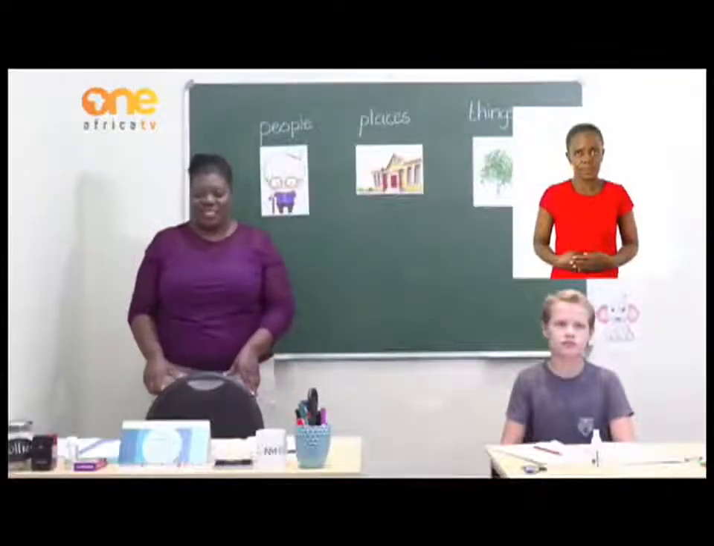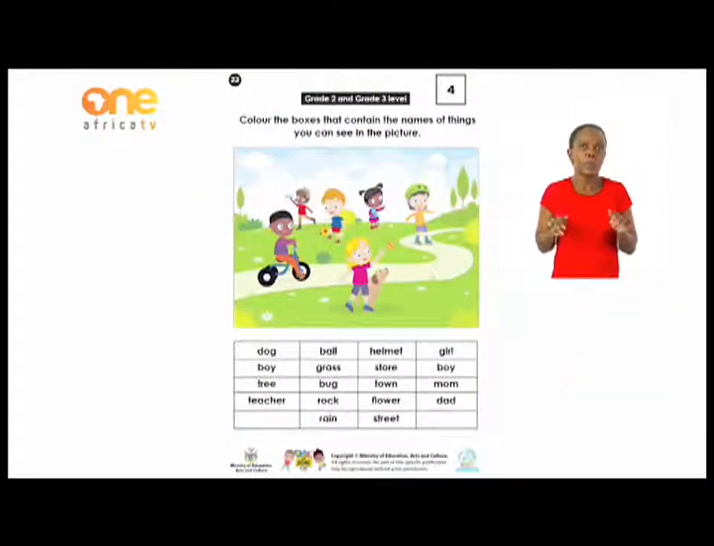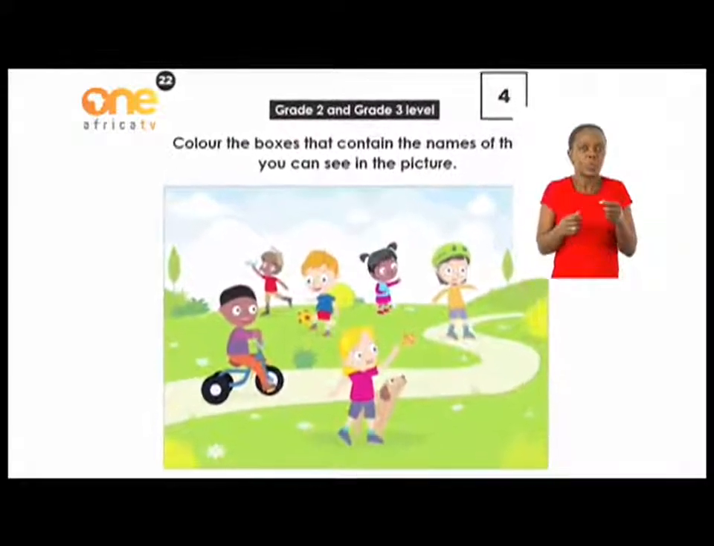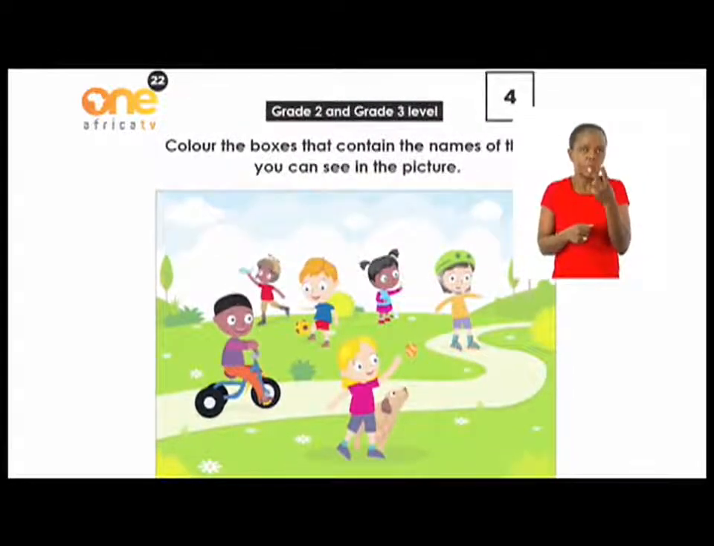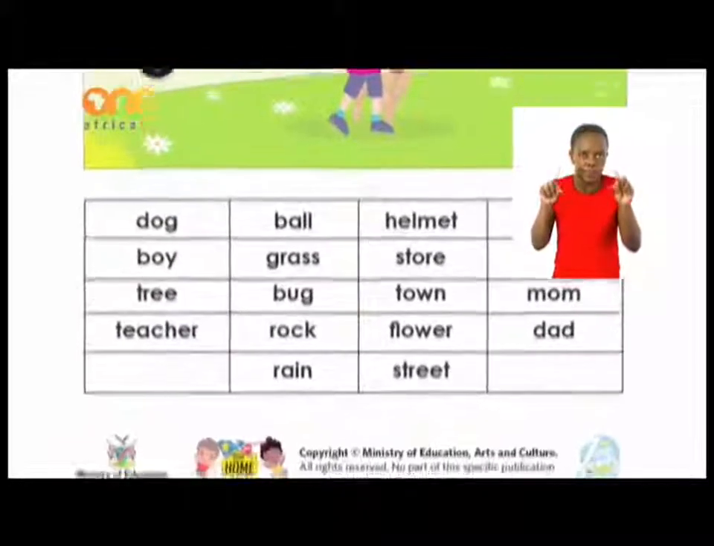For our next activity, that is on page 22, we are going to color in the boxes. We are going to be helped by the picture that you see there. This is for both grade 2s and grade 3s. Have fun doing this activity. Let's look at the pictures. Let's look at the first word. Do we see a dog? Yes, there is a dog. Color in the box with the word dog.